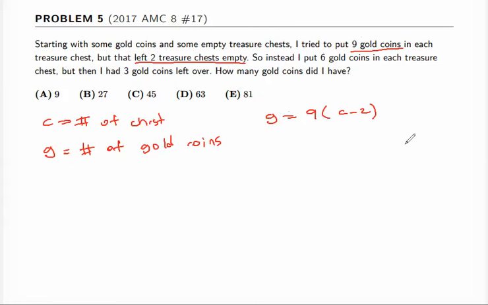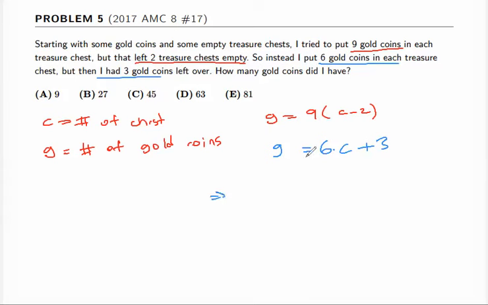Okay, that's something. If you look at the second statement, if I put 6 gold coins instead, then I will have 3 gold coins left. Which means each chest will have 6 of them, which gives me 6 times C, because each chest will have 6 of them. And then I will have 3 more gold coins left, which is the same as this. So again, I hope this equation really makes sense, because if you can get the equation that I have now, then the rest is easy enough.